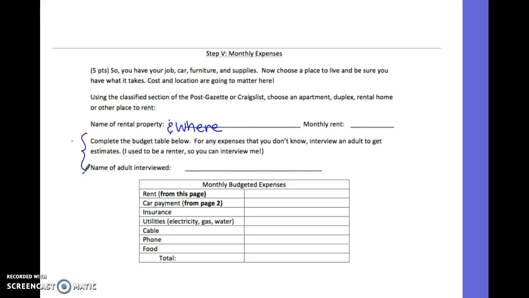I used to be a renter, so you can interview me. I need to have the name of the person that you interviewed right here. Don't forget to do that.